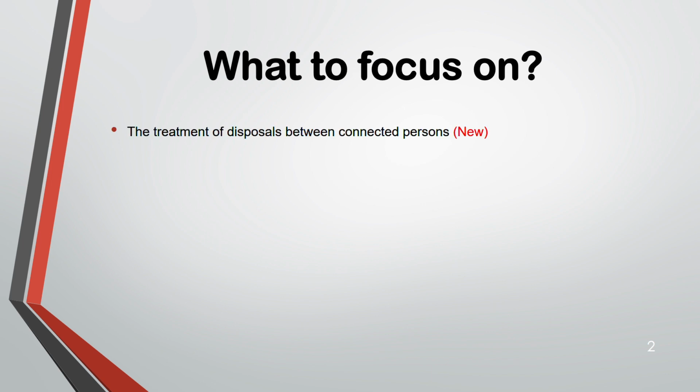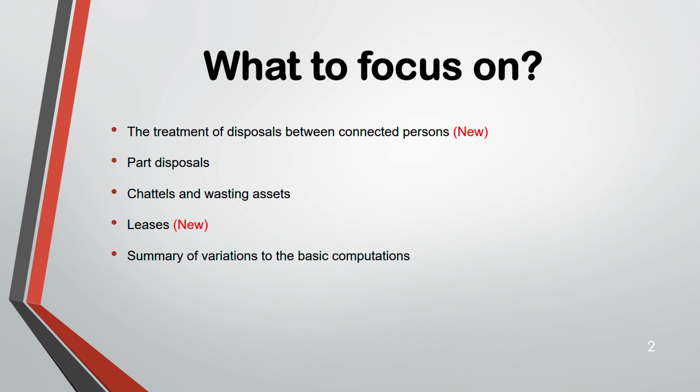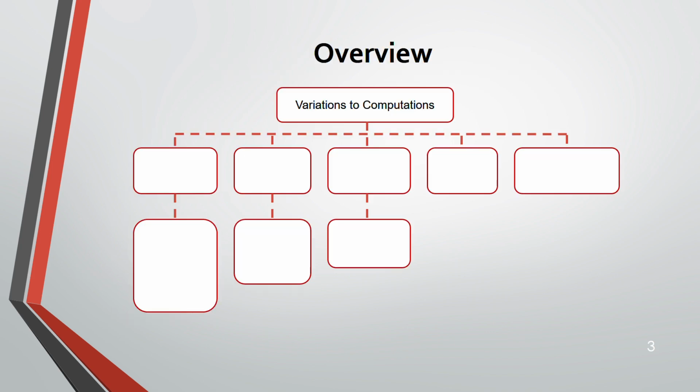When we make a disposal between connected persons, how should it be treated? Then part disposal, chattels and vesting assets, leases, summary of variations to basic computations, compensation and insurance, and summary. So let us start with the overview.